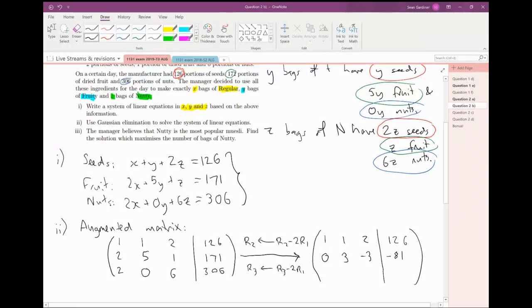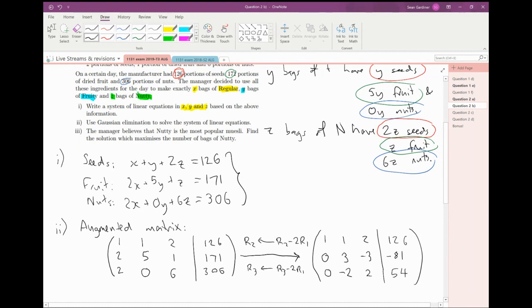Okay, and what about this third row? Well, same deal. I'm going to subtract 2 lots of row 1 from it. So I'm going to get 2 minus 2 to give 0. 0 minus 2 to give minus 2. And 6 minus 4 to give 2. And that last term, 306 minus 252, happens to be 54.